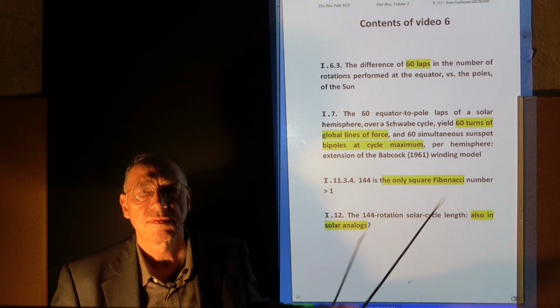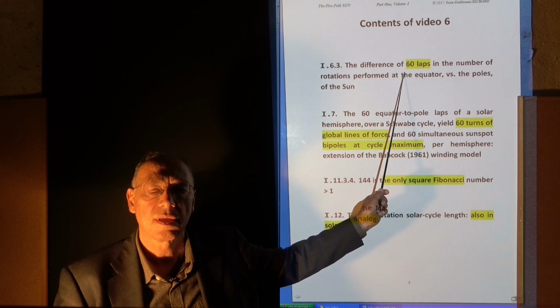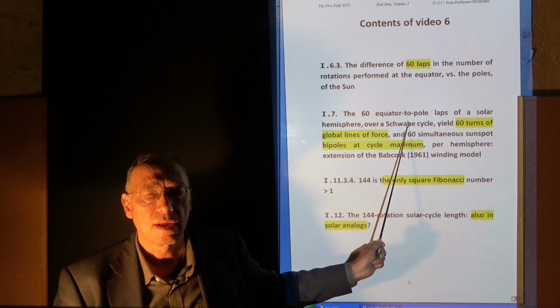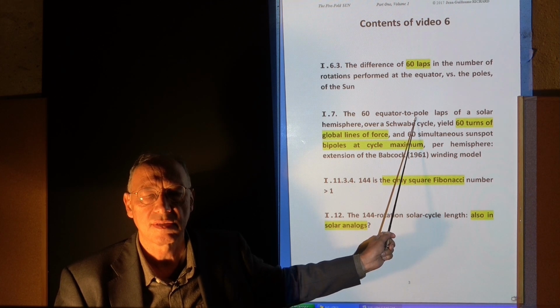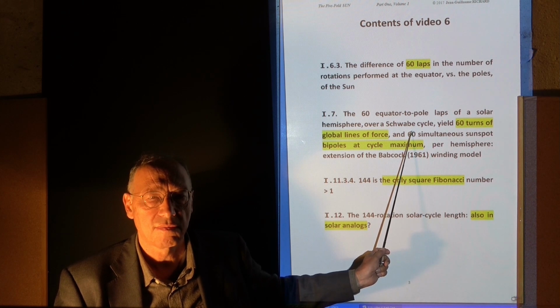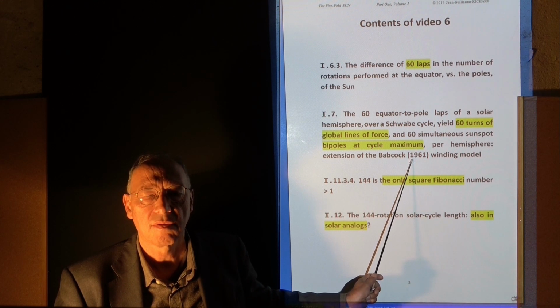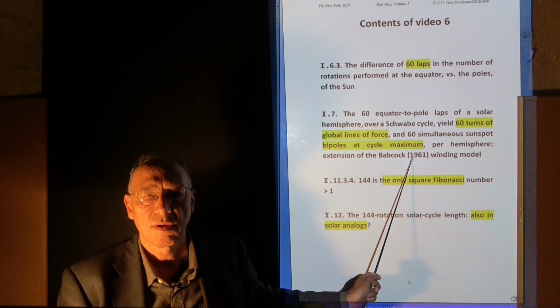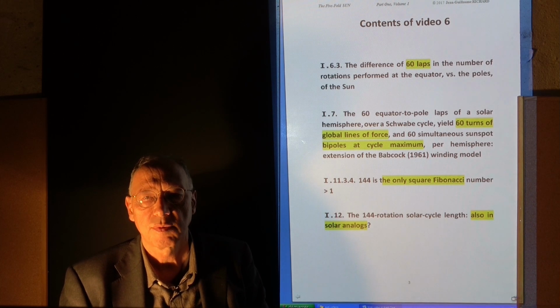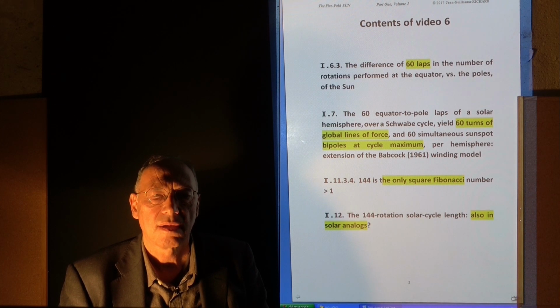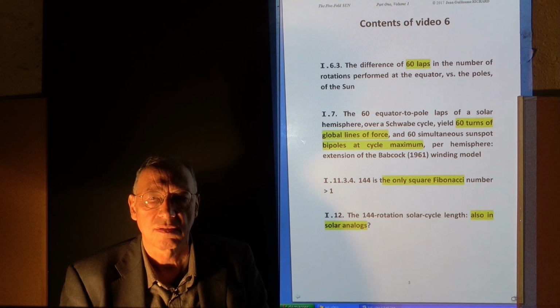In video 6, we first start with mentioning and discussing the difference of 60 laps that I just mentioned. And now we will begin to propose an interpretation of these laps in terms of a winding of global magnetic lines of force in the Sun along the lines of the very famous fundamental Babcock model of the solar dynamo that was proposed by the late Horace Babcock in 1961 and remains to this day the main contender, the main candidate for a solar dynamo process that is verified in observations.